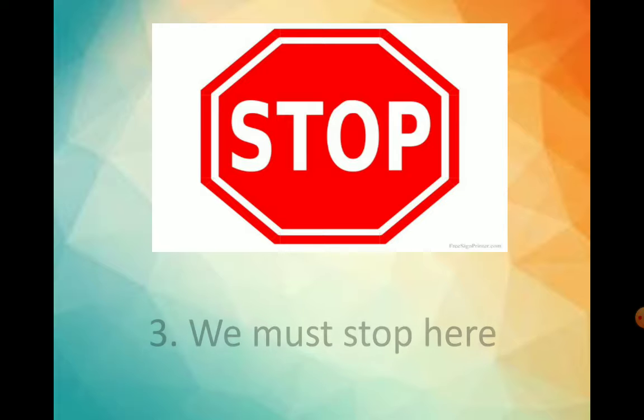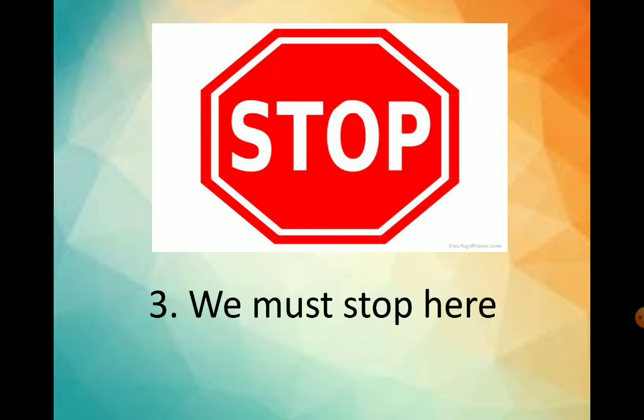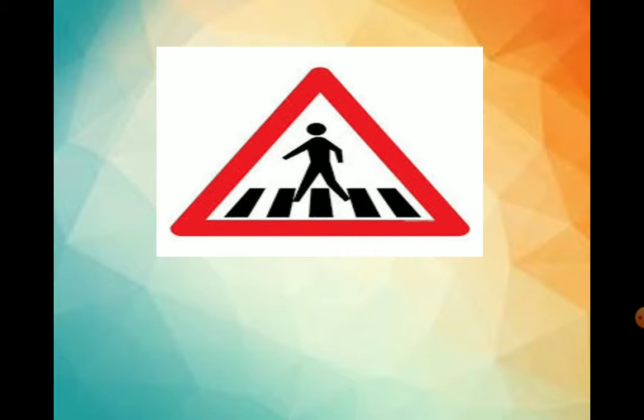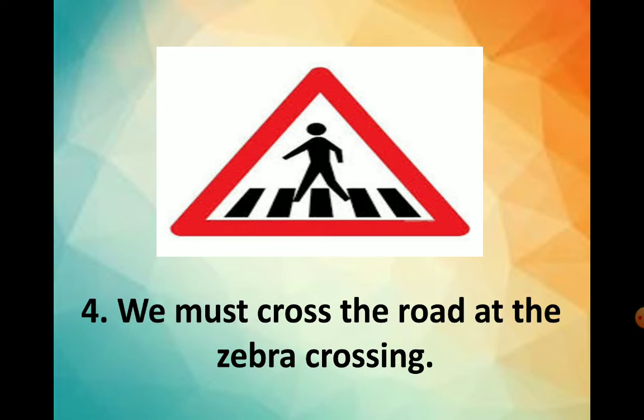Okay, let's go to the next one. It is stop. The sign shows stop. We must stop here. Next one is, the boy is walking over the zebra crossing, isn't it? Yes. We must cross the road at the zebra crossing.